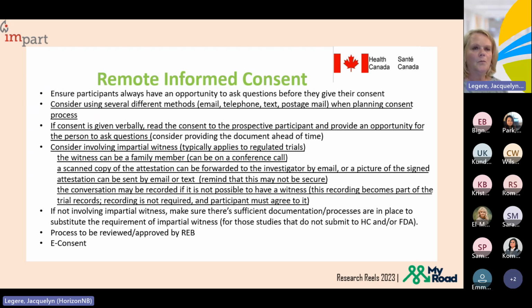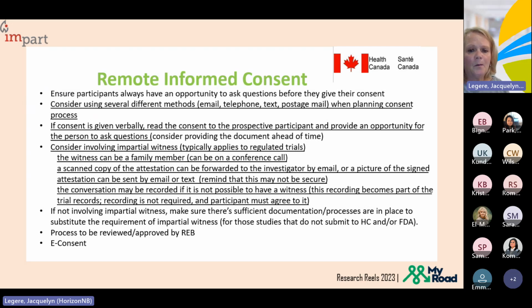This is still trying to get participants on research studies, but so that you didn't have to actually be face-to-face. So they put out that you should consider using different methods. You can use email, telephone, text, or old traditional snail mail. If consent is given verbally, read the consent to the participant and provide opportunity for them to ask questions. And they recommended that you consider using an impartial witness, and that really applies to regulated trials.